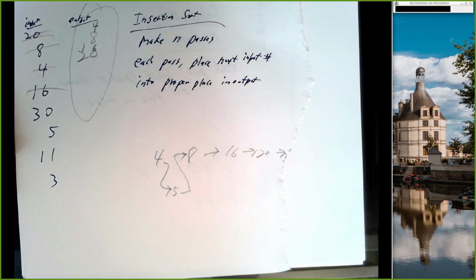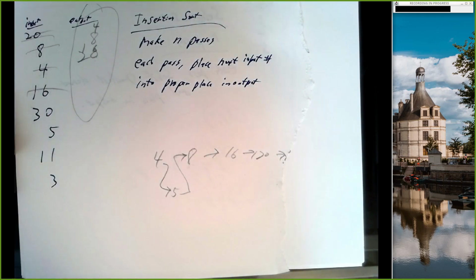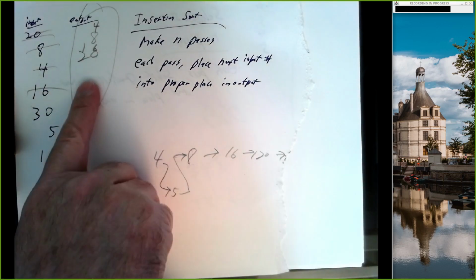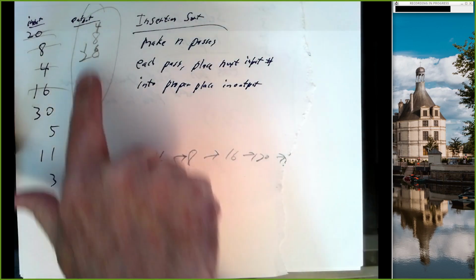And so again, one more time, the selection is trivial. We just keep selecting the next element from the input. But the choice of where to insert it, that's where the sorting is taking place. It's in that choice of where it goes in the output array.